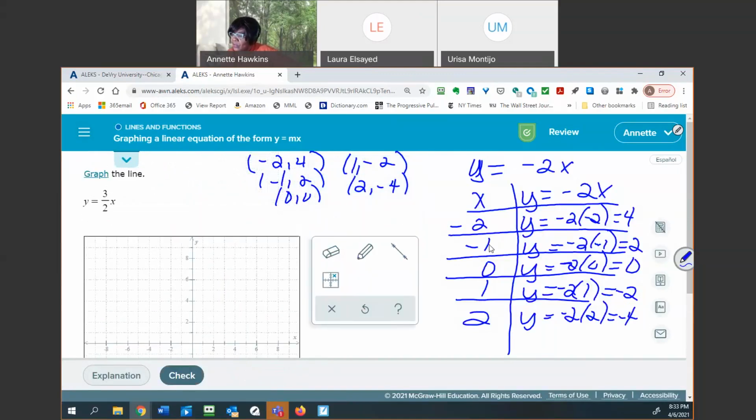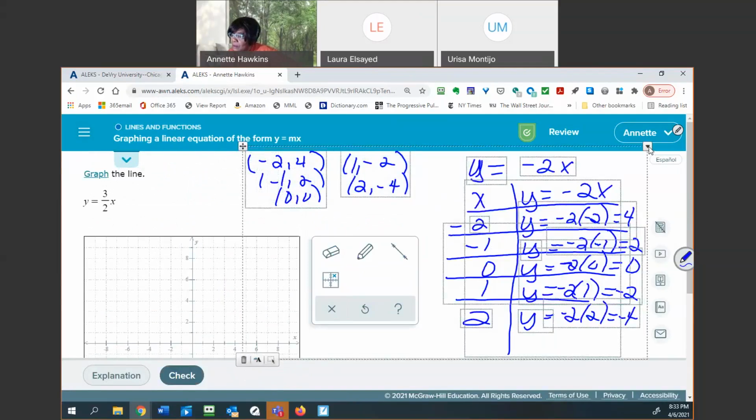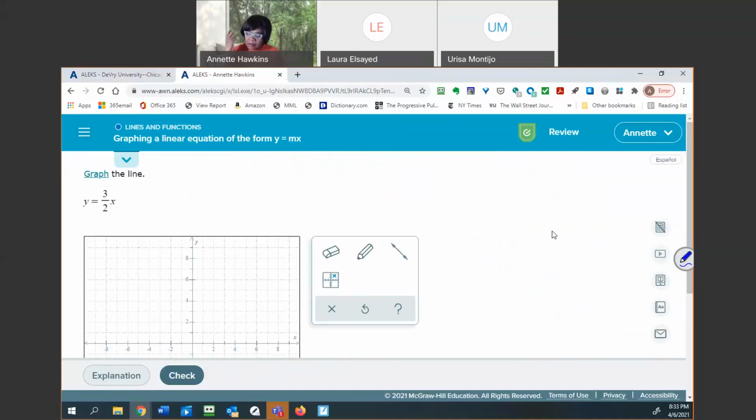All right, here's one. Do that for me. Okay. Now, when you have fractions, okay? See, this is 3/2. You want to be strategic. Use numbers that are divisible by 2. Why? Because that denominator is a 2. If your denominator was 3, use a number divisible by 3 so you won't have fractions. Are you with me? Okay. So I will use 2. Let's talk about this. So making my T table.